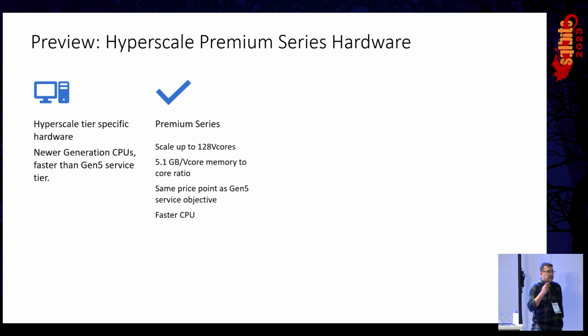So there are two buckets of these. One is Premium Series with scale up to 128 vCores. Gen 5 scaled up only to 80 vCores. Premium Series goes up to 128 vCores. This is very similar to Gen 5 in that the memory to core ratio is really the same. It's the same price point, but it's a faster generation of CPUs. So you will see a perf boost, and I'll show you a demo in a second.